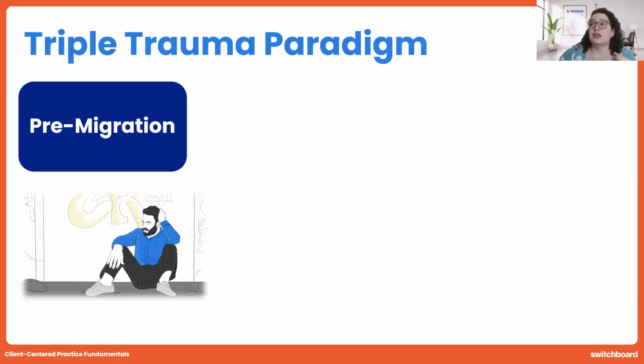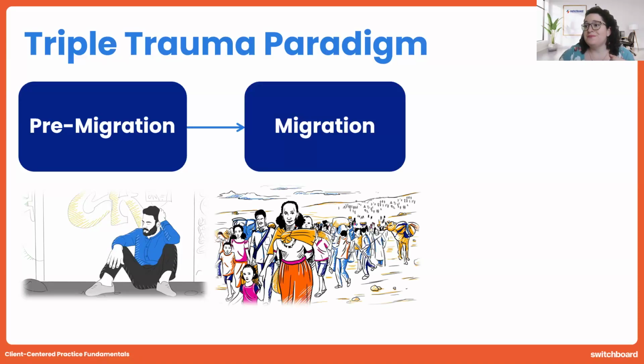Then there's the trauma that might come with migration. This could be a dangerous journey, having a lack of food or shelter or stability, being in a refugee camp for a long time. For some people, they were born in a refugee camp or having experienced detention or incarceration, having experienced separation from family members. There's lots of different perils that they might have met in migration.